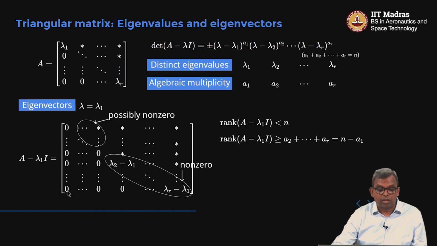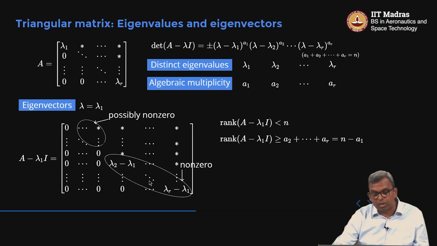Okay. The first column is all 0 anyway. This is how it has to be less than n, it has to be singular, right. A minus lambda 1 I has to be singular. The first column is non-zero, so the rank is less than n. But because these diagonal values are non-zero, the rank of A minus lambda 1 I is also greater than or equal to A2 plus A3 till AR.